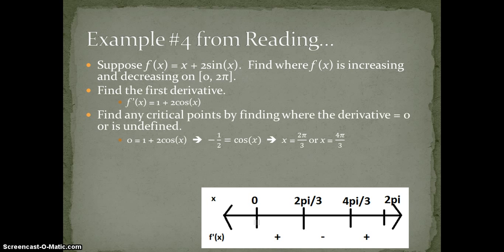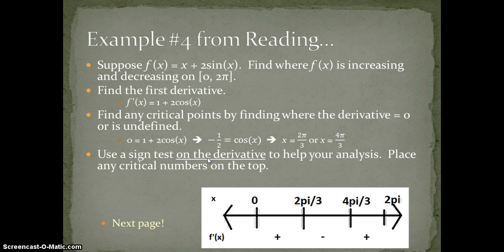Find our critical points where the derivative equals 0 or is undefined. All right, so if you remember from your trig, we need to isolate the trig function. We get cosine of x equals negative 1/2. And we're only concerned about 0 to 2 pi. In this case, you might have to expand your answers if we have a different interval later on. Cosine of x is equal to negative 1/2 only at 2 pi over 3 and 4 pi over 3 on this interval. And now we do a sign test on the derivative.